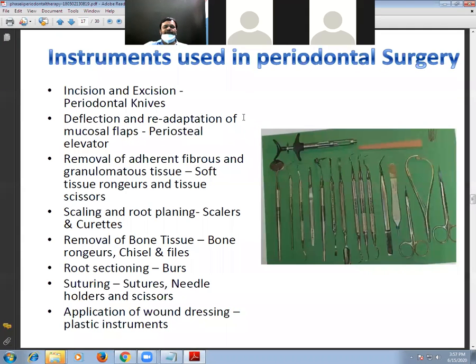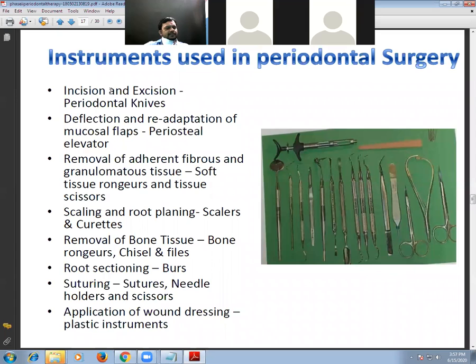Okay, so up till now we have discussed various phases of treatment plan. Then we have discussed what are the surgical techniques, periodontal surgeries that we are going to perform during your phase 2 therapy. Then what are the indications of periodontal surgery? Now coming to what instruments are used while performing your periodontal surgery. There are various instruments that are used during your periodontal surgery.